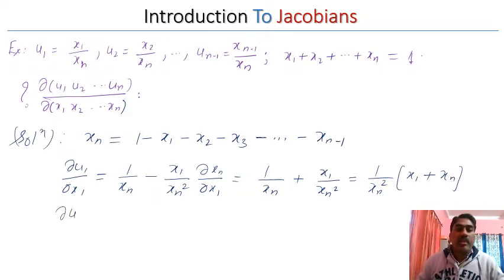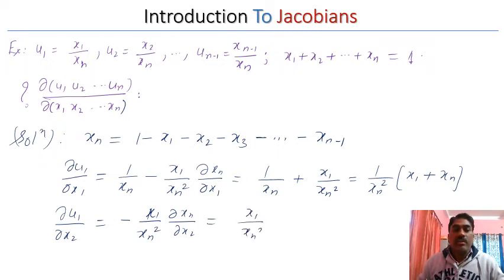Similarly, when you calculate ∂u1/∂x2, x1 will remain constant and only xn will be differentiated. So this will become minus x1/xn² times ∂xn/∂x2, that means x1/xn². Similarly, if you differentiate u1 with respect to x(n-1), finally it will become minus x1/xn² times ∂xn/∂x(n-1), and that is x1/xn².